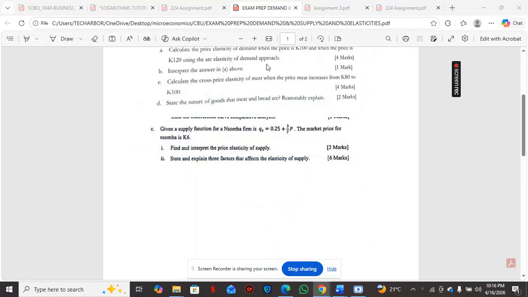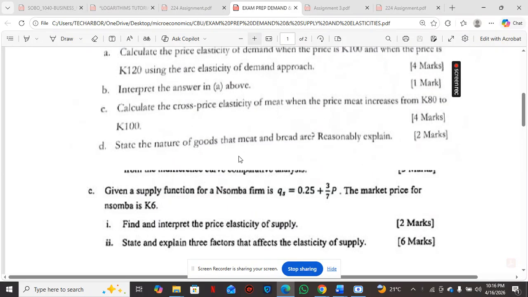Okay, so we've been given this question here. Given a supply function for an Ensomba frame, QS equals 0.25 plus 3 over 7p. The market price for Ensomba is 6 kwacha. Find and interpret the price elasticity of supply.